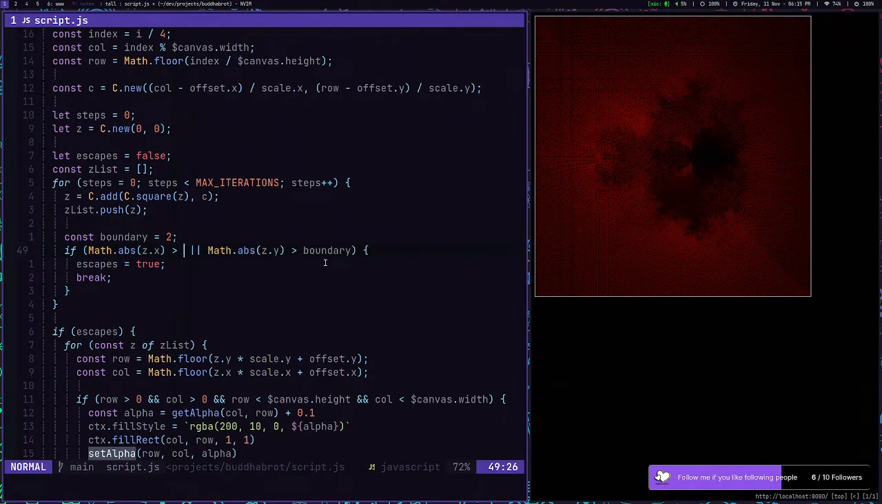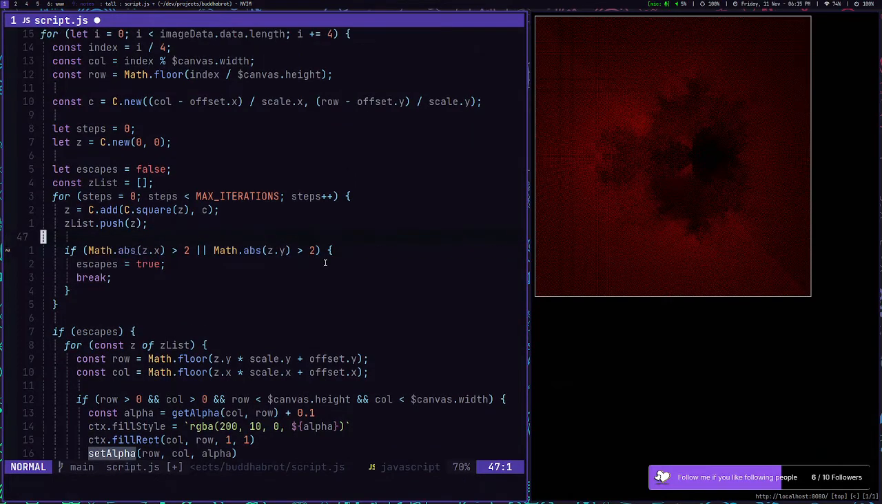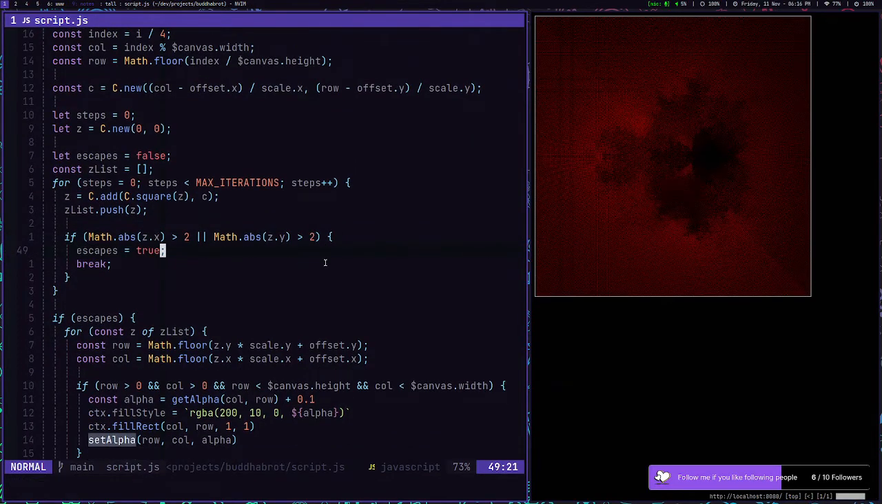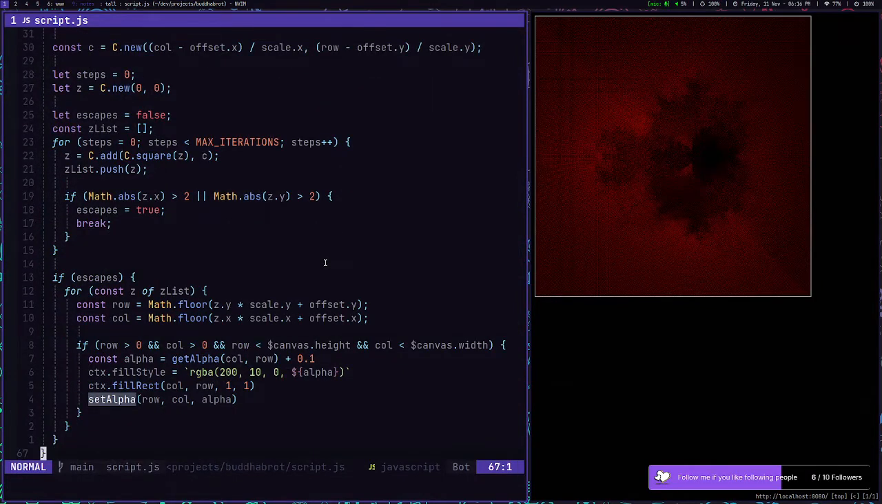Yeah, boundary. I feel like that was an arbitrary value. I feel like 2 is fine, so let's remove that. Yeah, what do we do here?